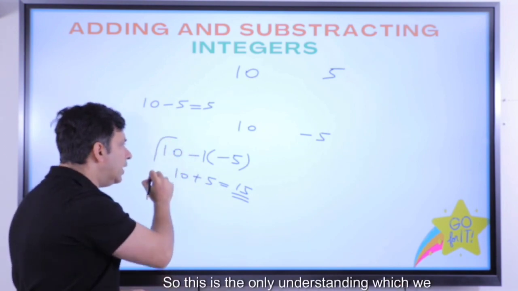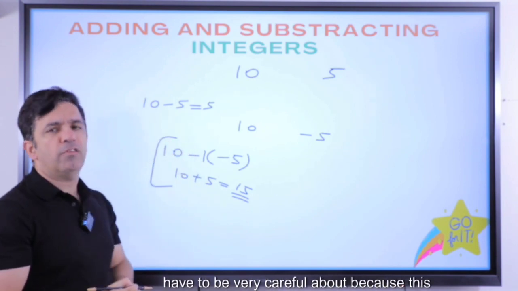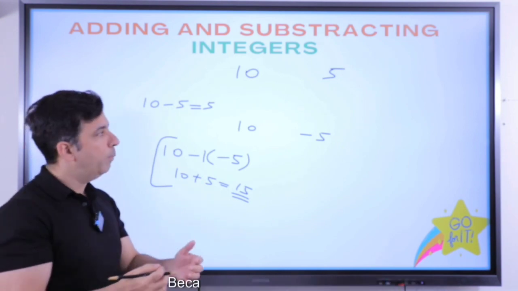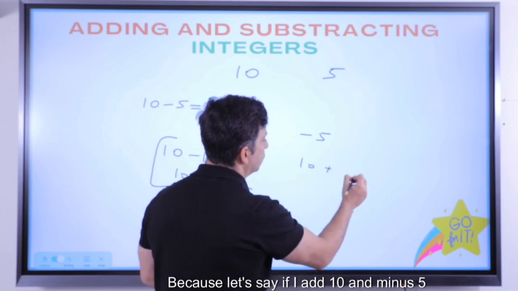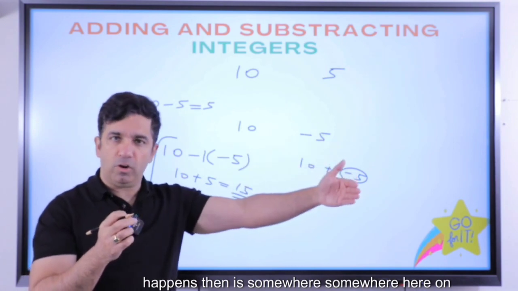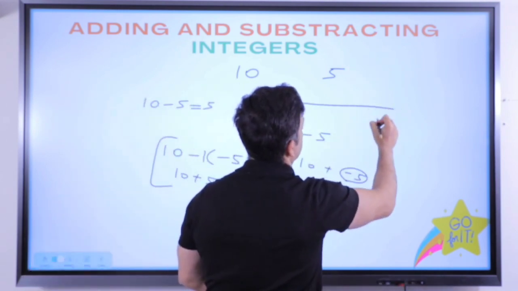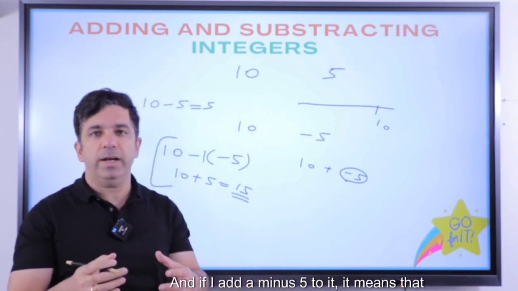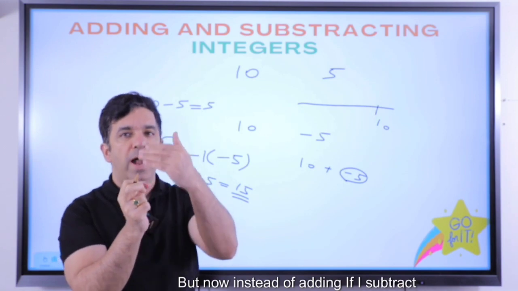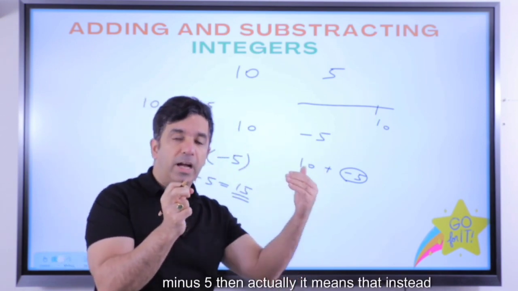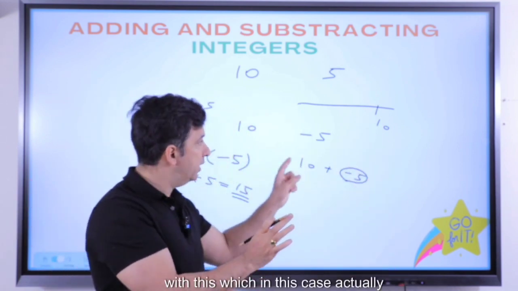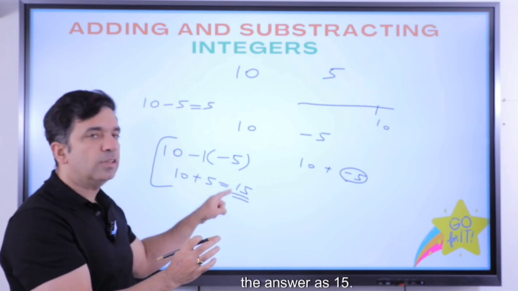This is the only understanding which we have to be very careful about, because this is very straightforward. And if you see it logically, this is again true. Because let's say I add 10 and minus 5. If I simply add 10 and minus 5, what happens? 10 is somewhere here on the positive side. And if I add a minus 5 to it, it means that we have to go to the left side by 5 steps. But now instead of adding, if I subtract minus 5, then it means that instead of going to the left, now we have to go to the right by 5 steps. Which in this case makes the answer 15.